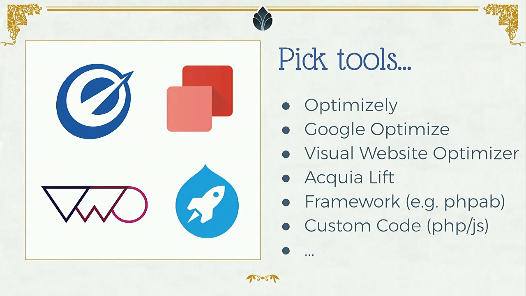A note on that: you could be selective and decide to add it only on certain pages of your site, because Optimizely does have a little bit of a performance hit. So you could just opt in for certain pages. At that point, you're going to create an experiment, which is an A-B test.